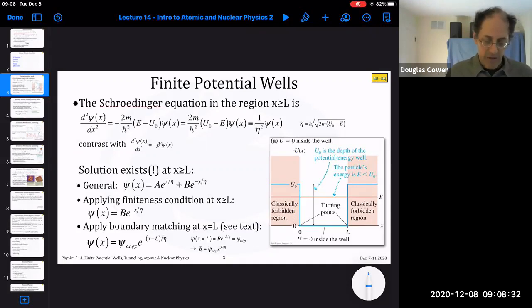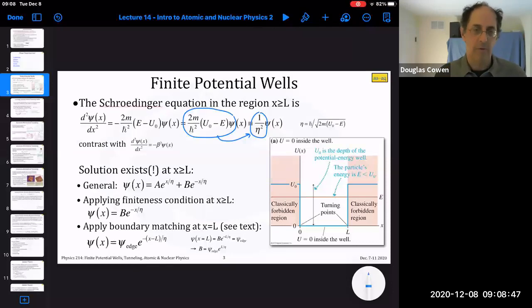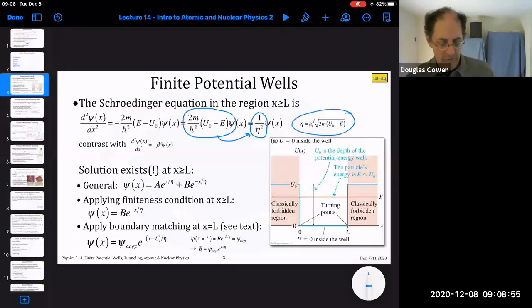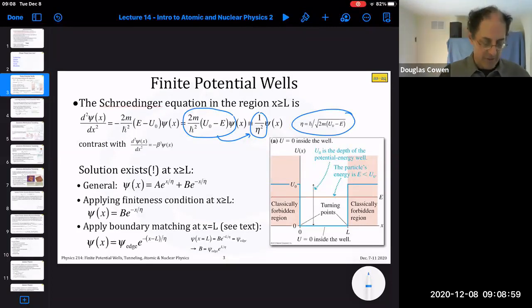In the process of solving this Schrodinger equation, we basically made just a notation simplification by writing this complicated quantity 2m over h bar squared times U0 minus E as 1 over eta squared. This quantity eta has the units of length and is called the penetration depth.